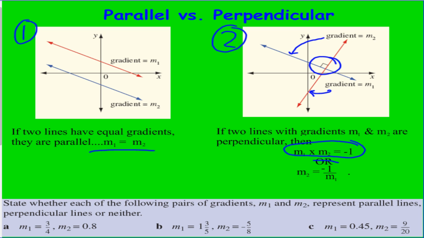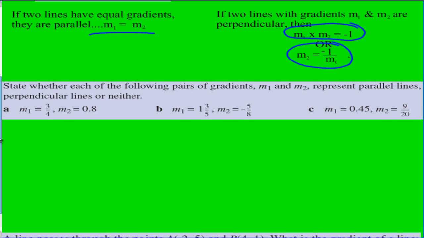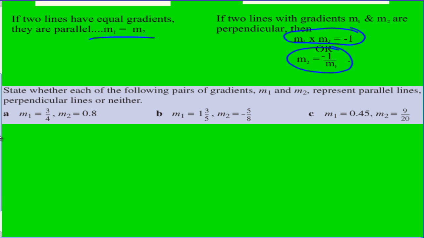Or rearranging that equation, if you're trying to find a missing perpendicular gradient, it is simply -1 divided by the gradient given. Okay, first off, we'll have a look at whether a gradient is parallel, perpendicular, or neither. Our first example here. Our first gradient is 3/4, and our second gradient is 0.8.